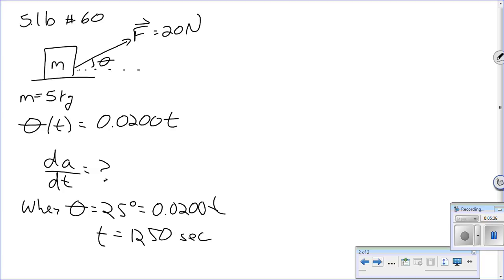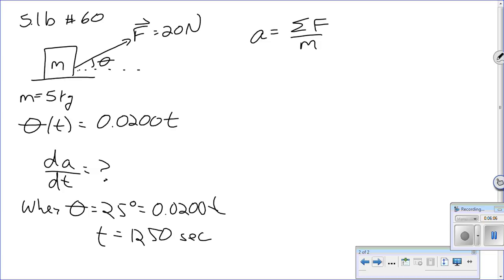All right, now, in order to differentiate the acceleration with respect to time, we need to come up with an expression for the acceleration in terms of time, right? So let's see. The acceleration of the block is going to be the net force on the block divided by the mass, right? Now, this is a little bit sloppy because, oh yeah, what did we do?